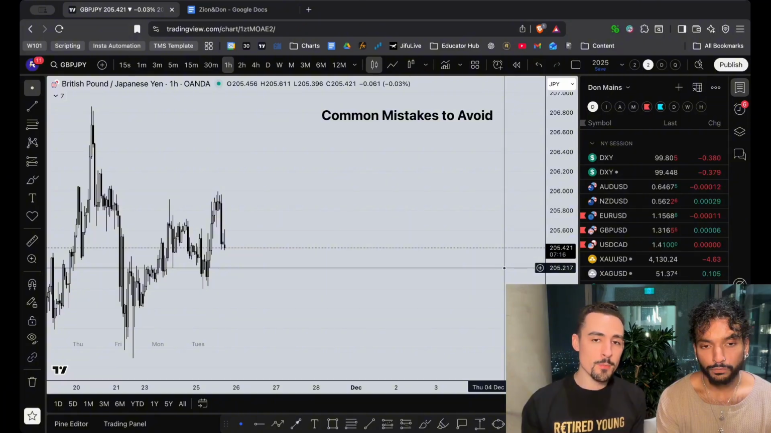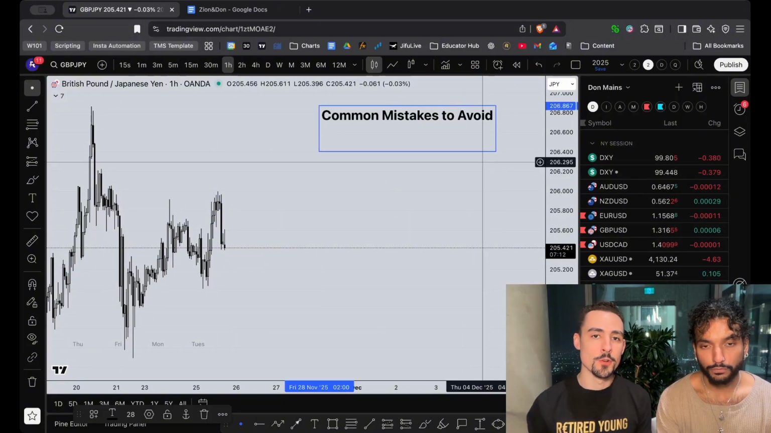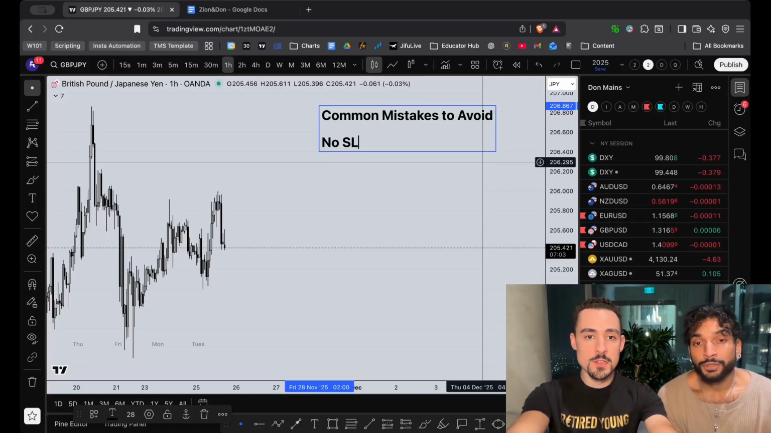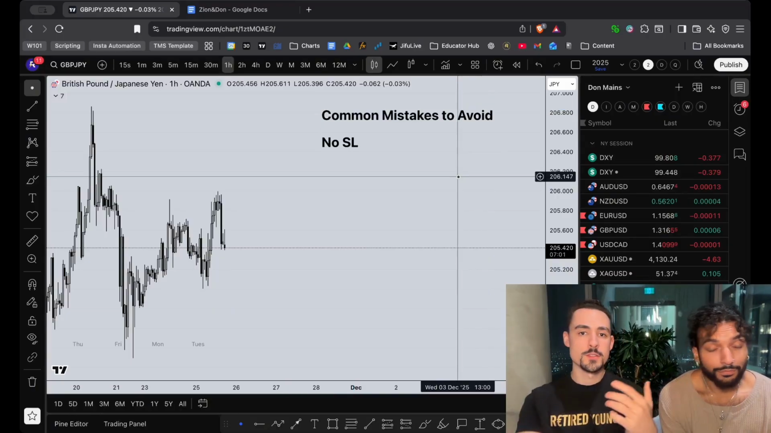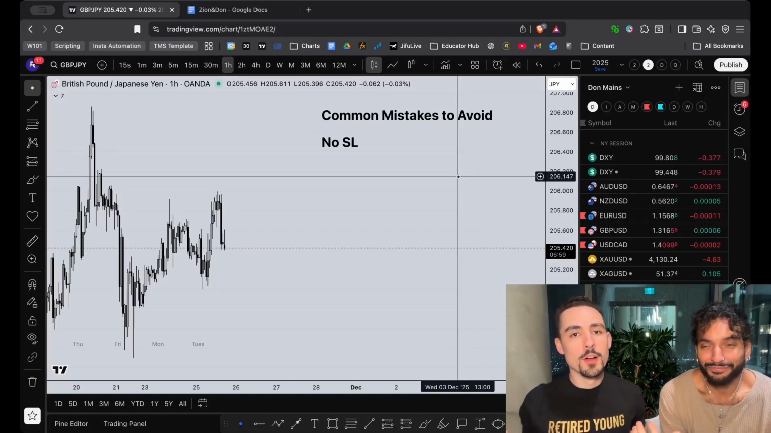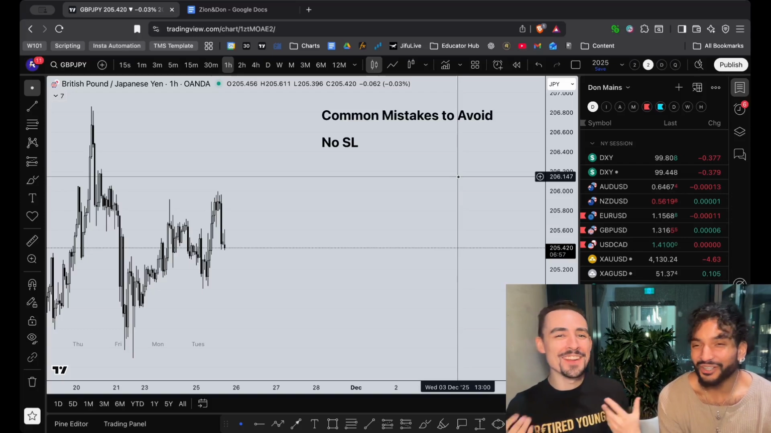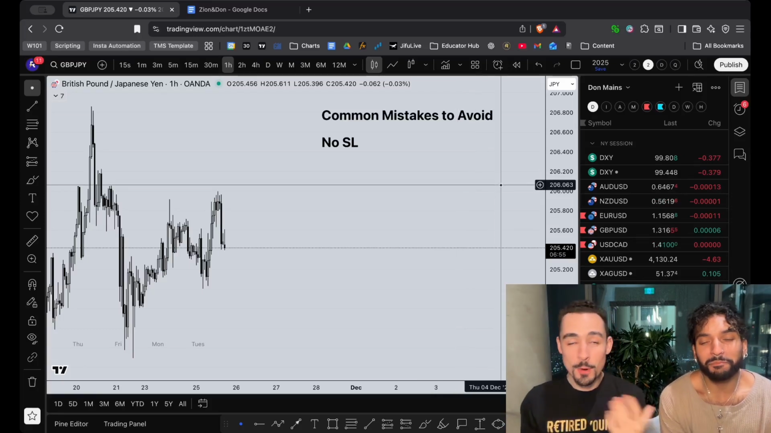Common mistakes to avoid. Number one is going to be entering a trade with practically no consideration for what you're risking on that trade. So basically what that translates to is no stop loss. Trading without a stop loss. It's crazy. And we've all done it. You know what I mean? We've all done it. Well, both of us for sure have done it.